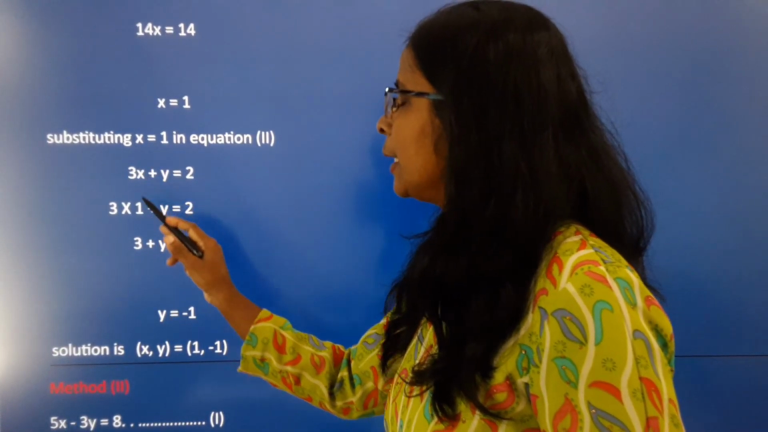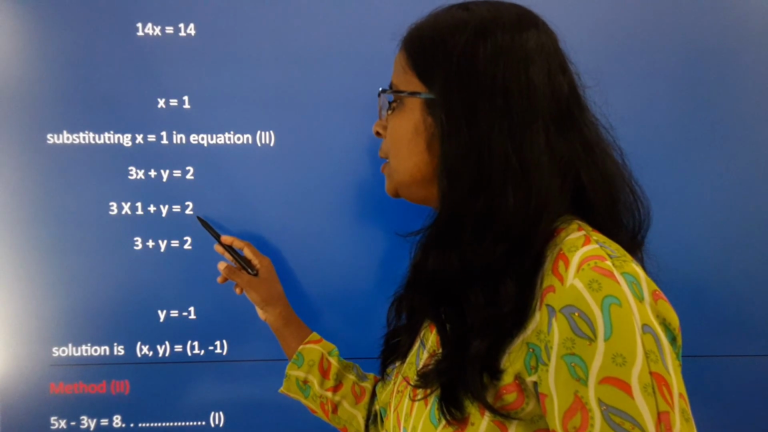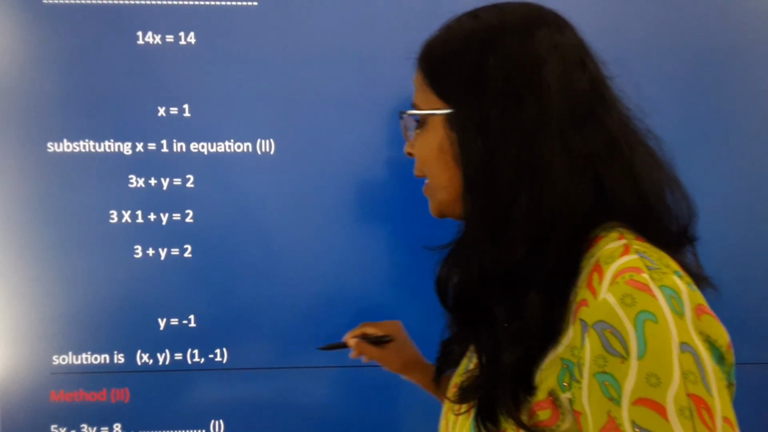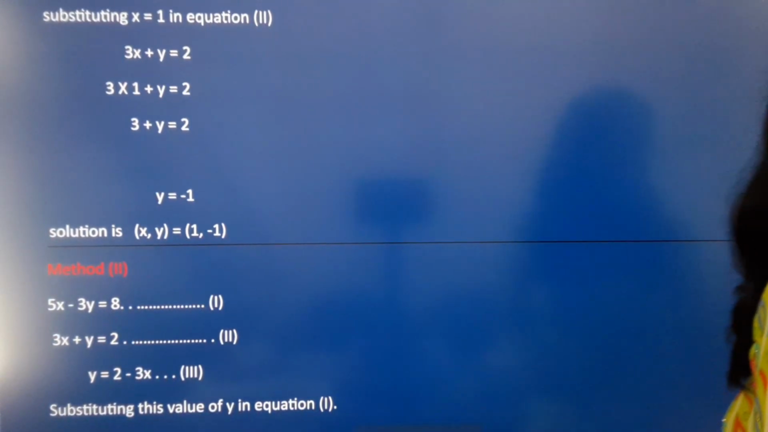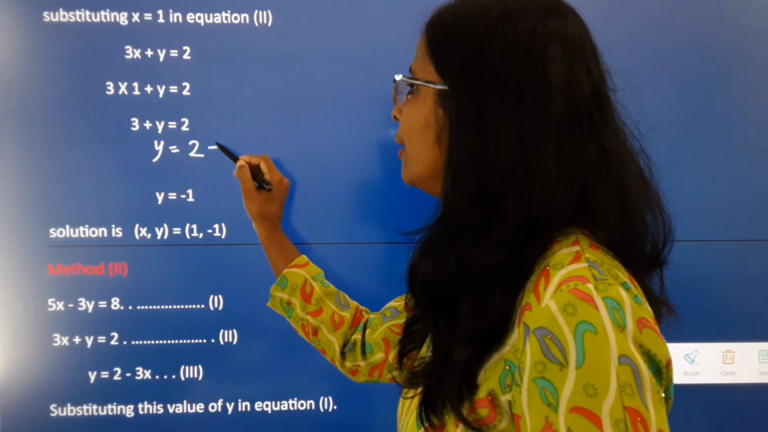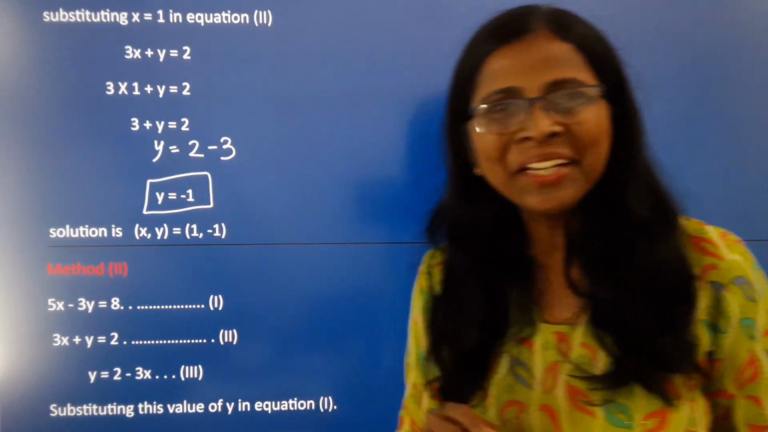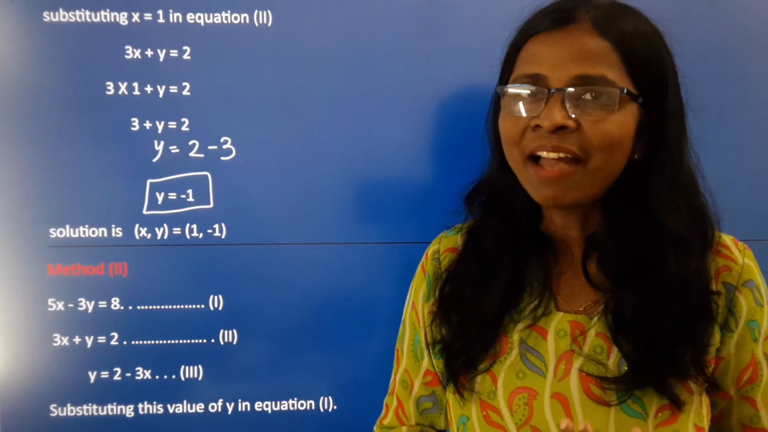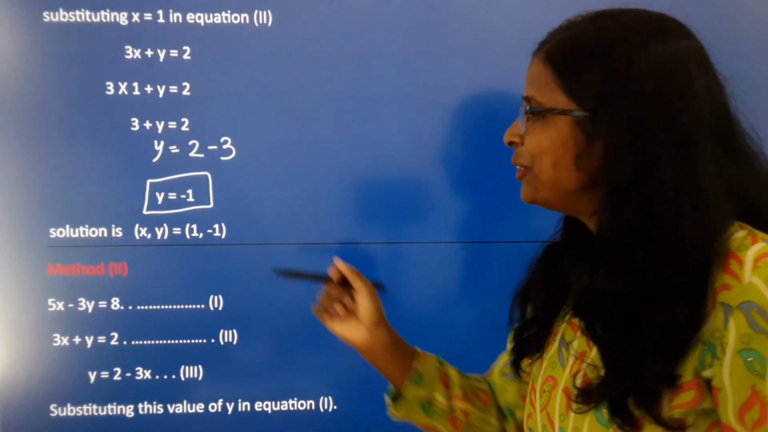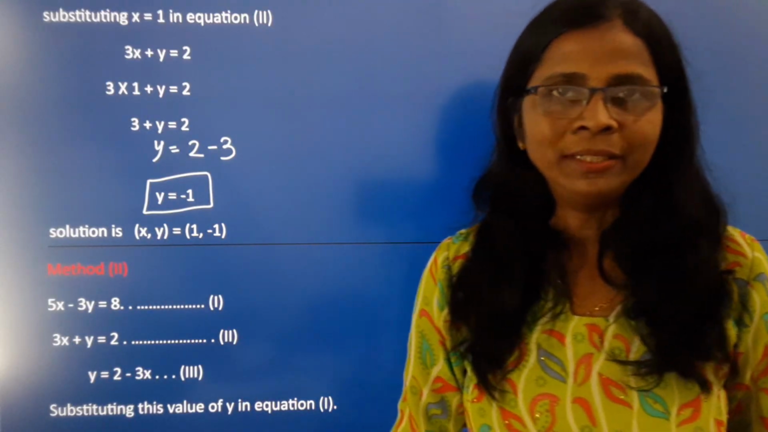So I put here in the place of x as 1. So 3 into 1 plus y is equal to 2. So 3 plus y is equal to 2, and that means y is equal to 2 minus 3. So that means y is equal to minus 1. So now here we have the two values x and y, which are the variables included in the simultaneous equation, and so the solution is x, y is equal to 1, minus 1.